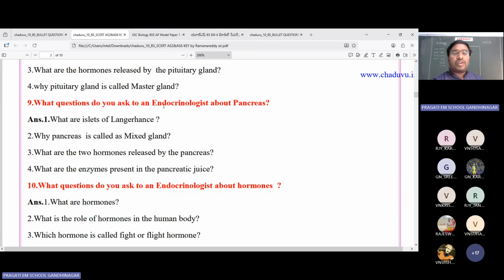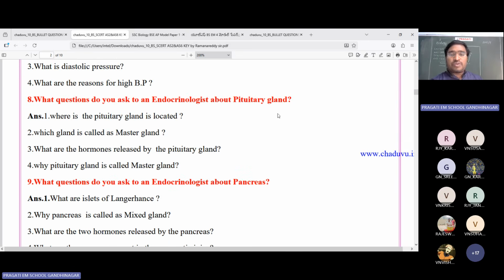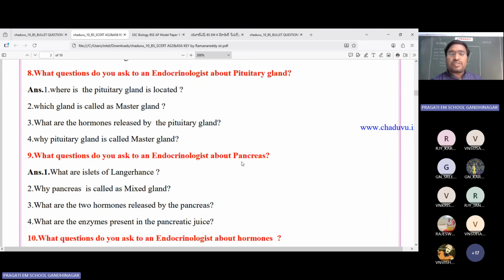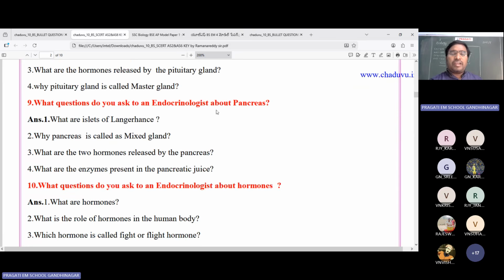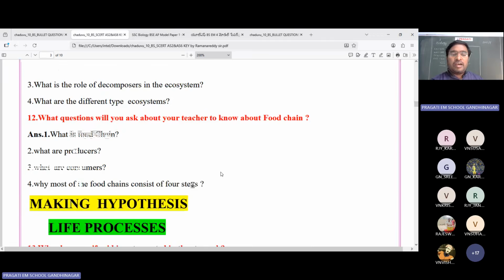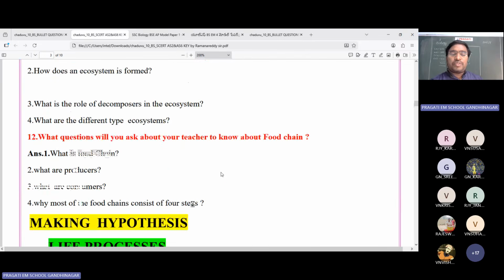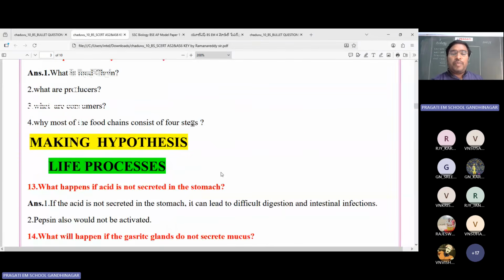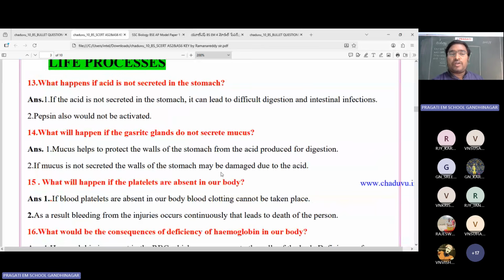Okay. This is also for an endocrinologist, about the pancreas. The first question was about the pituitary, and the ninth question is about the pancreas. Basing on the pancreas: why is it called islets of Langerhans, why is the pancreas called a mixed gland, what are the two types of hormones released by the pancreas, and what are the enzymes present in pancreatic juice? Like that, you can ask. So all these are asking questions and making hypothesis questions. Making hypothesis questions is very important.